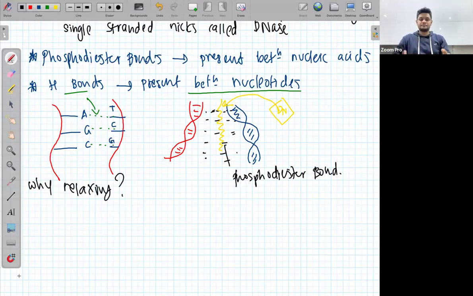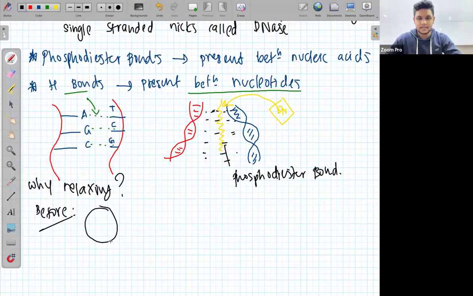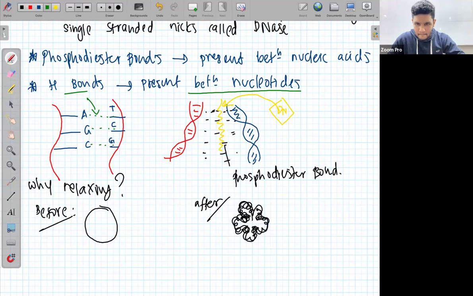Now, if you see, before the coiling process, the DNA will be circular, looking like this, right? After, it will be looking like this, completely coiled, and then the cores are attached. It will be looking like this. Now the initial features that are present here should be present here, right?